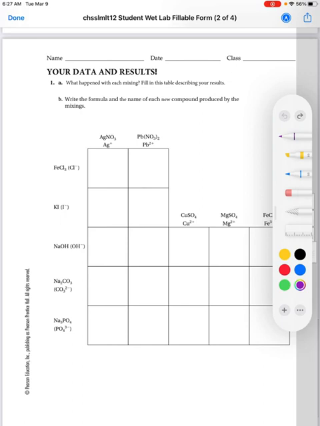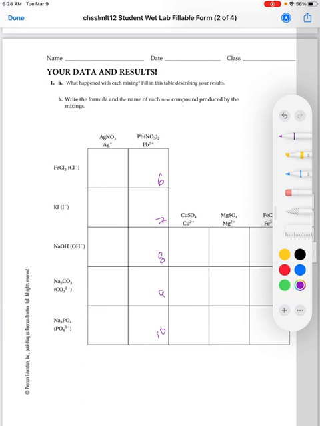So in the next row, starting at 1, 2, 3, 4, 5, box number 6, 7, 8, 9, 10, I have a white precipitate formed, and it would be PbCl2, which is lead 2 chloride. In number 7, I had a yellow precipitate, that brilliant canary yellow.